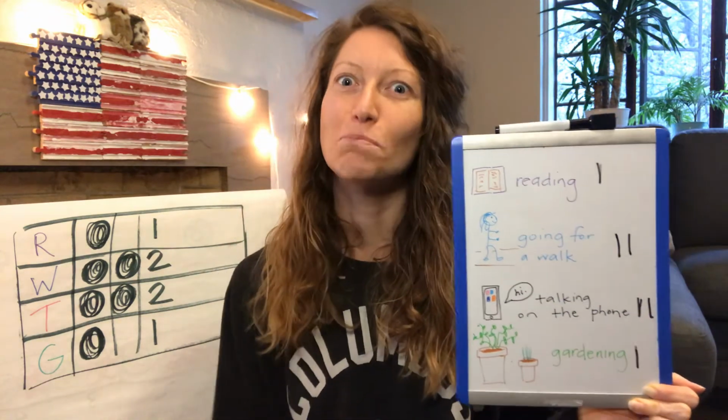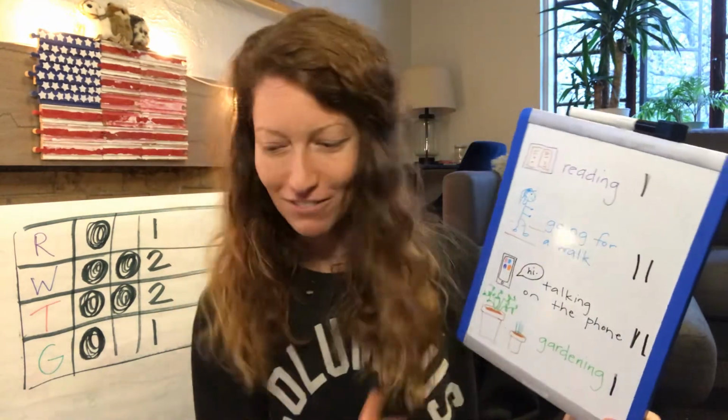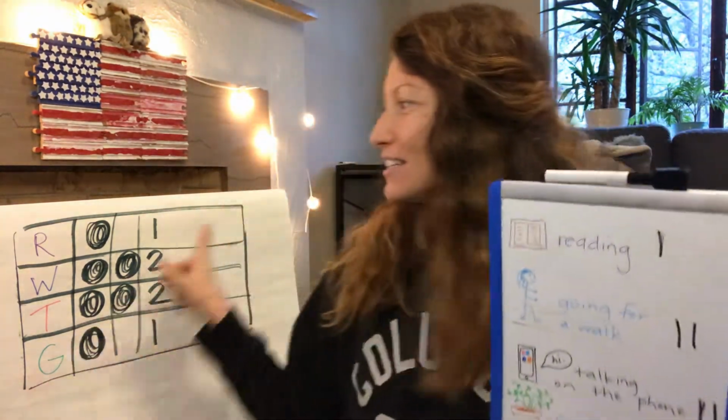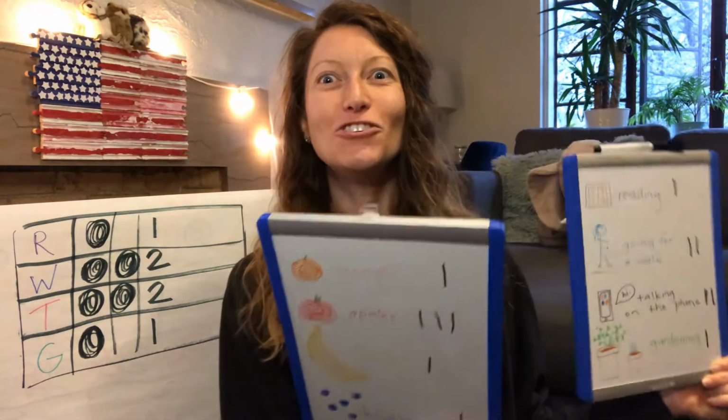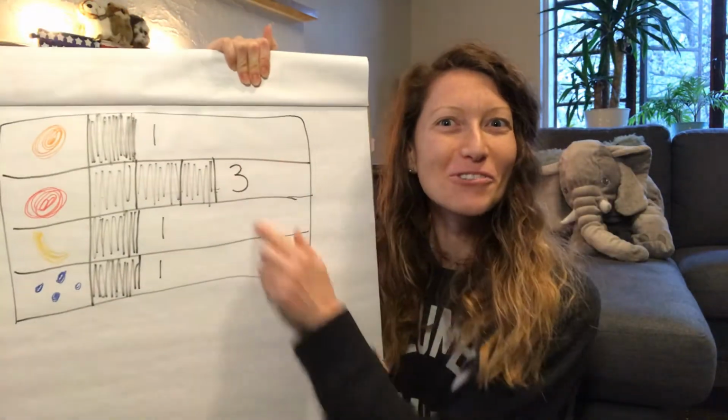All right, my owls, please show me what activities you picked and what your family's favorite things were. If you do the fruit chart, show me what fruits you picked and what your family's favorite fruits were to eat.